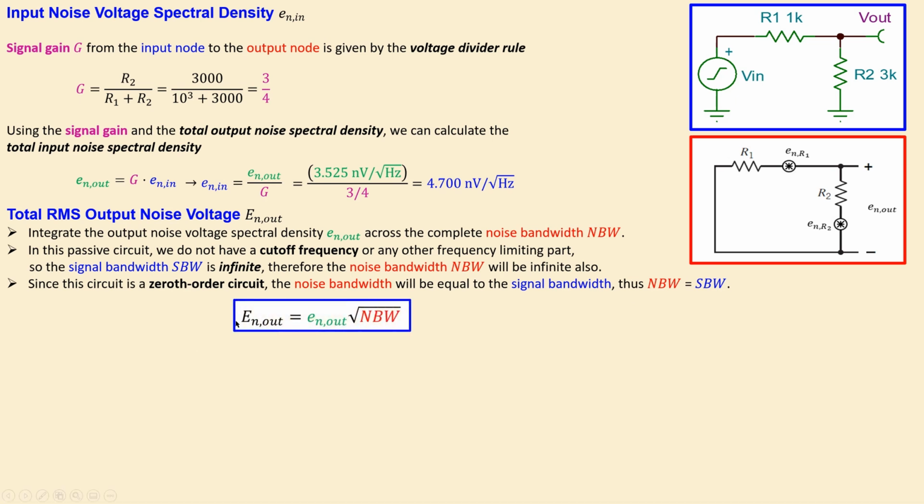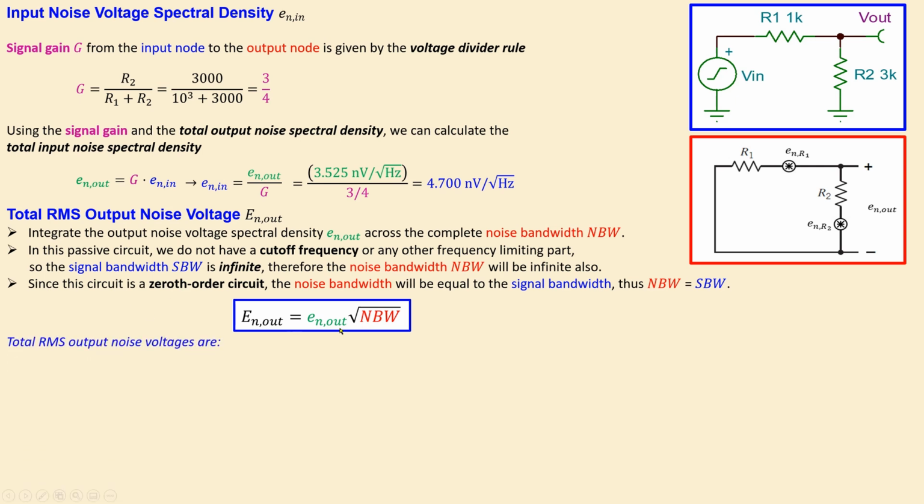So the RMS output noise voltage is given by this formula: the output noise spectral density times the square root of the noise bandwidth. So you really need to use that noise bandwidth. And in this specific case, it is the noise bandwidth which is equal to the signal bandwidth. That is just a situation where we have only passive components. So that is just a special case.